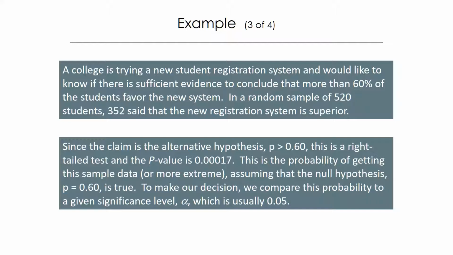To make our decision, in general, we compare this probability to a given significance level denoted by the Greek letter alpha, the lowercase Greek a, which is usually 0.05. Usually we consider 5% to be significant. Sometimes we want to take alpha equal 0.01 to be highly statistically significant. Sometimes they'll tell you to use alpha equal 0.1, it's just 10%. So you just need to look and see what they tell you to use for the significance level for the test, and then compare the p-value to it.